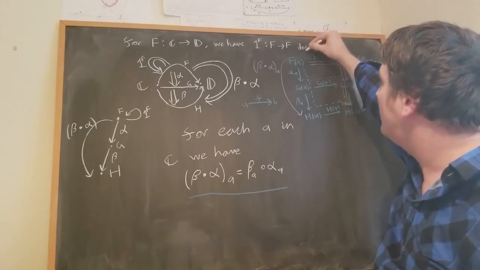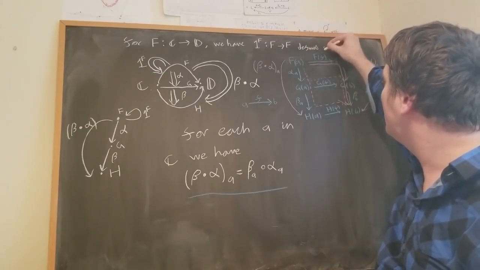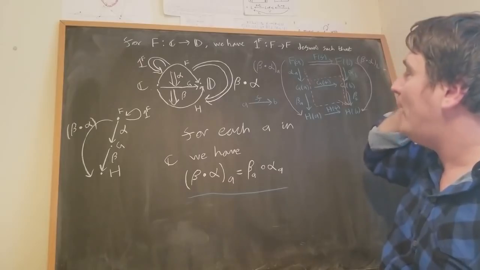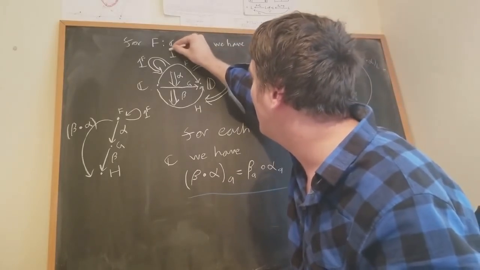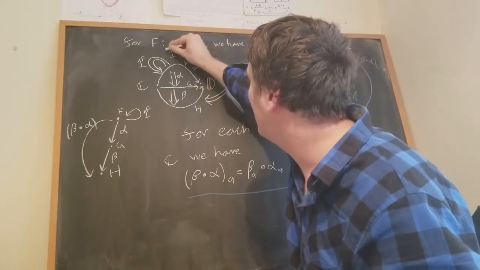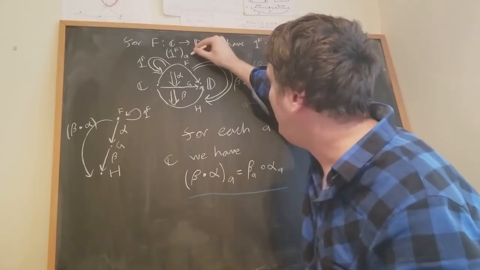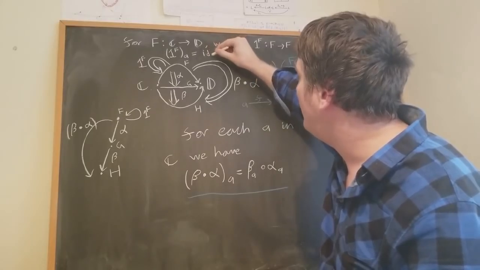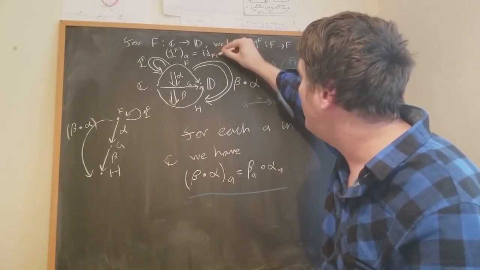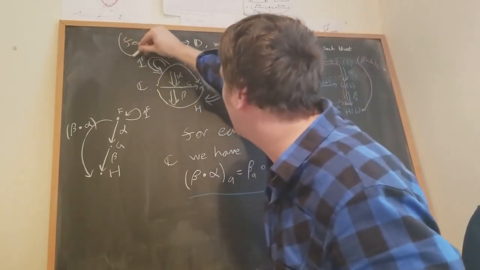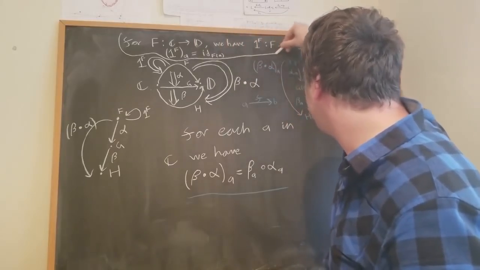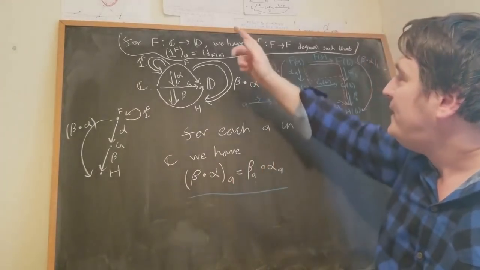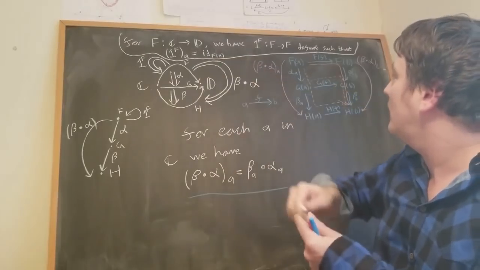But how is it defined? Well, it's defined such that its a-th component is just going to be the identity arrow of F of A. So remember that, so it's defined like this.